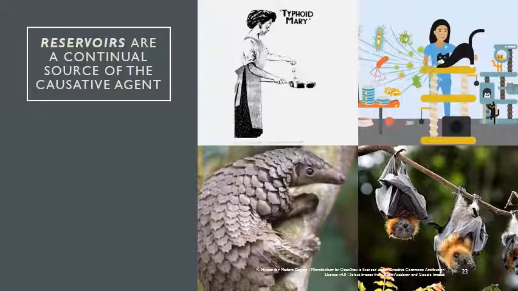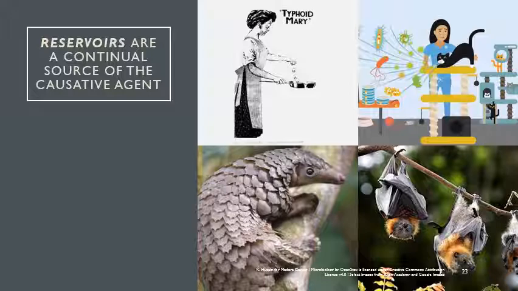So in order for there to be this propagation and continuation of a particular causative agent, you have to have reservoirs. Some of you might have heard of Typhoid Mary. She was a woman who had asymptomatic typhoid fever. She did not have any symptoms of it, but she was full of it and shedding it and passing it on to other people. So a lot of cases of typhoid fever were because of her.